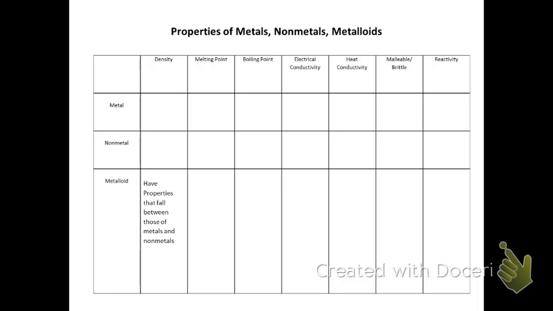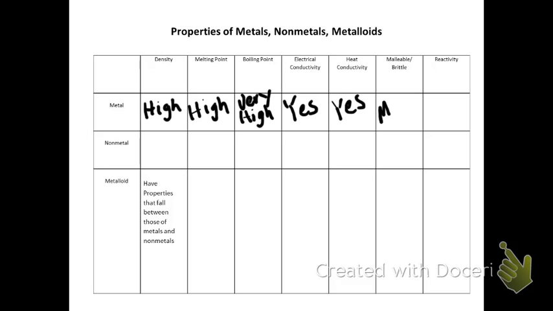First of all, let's look at density and related to metals. Metals have typically high densities. They have high melting points. They have very high boiling points. They do conduct electricity. They do conduct heat very well. And they are considered malleable.